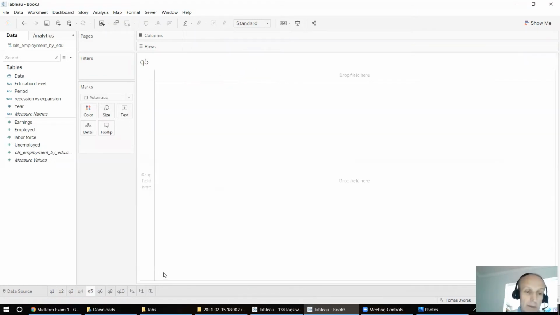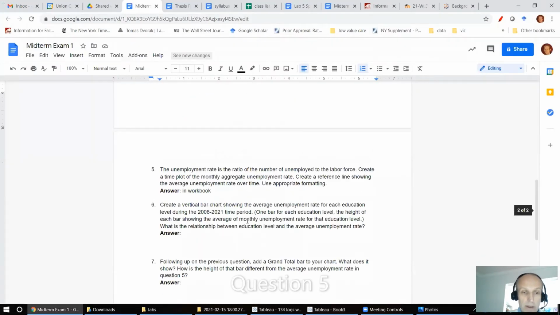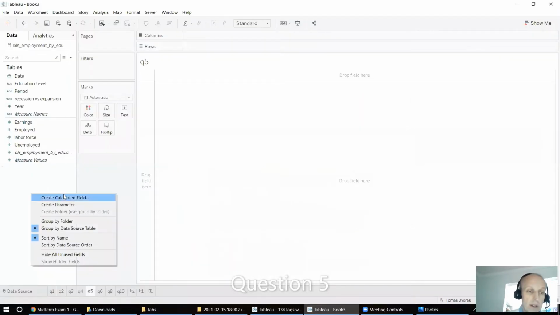Excellent. In question 5, we're supposed to, let me remind myself, unemployment rate. We're supposed to calculate aggregate unemployment rate and plot monthly aggregate unemployment rate. So this calls for another calculated field.